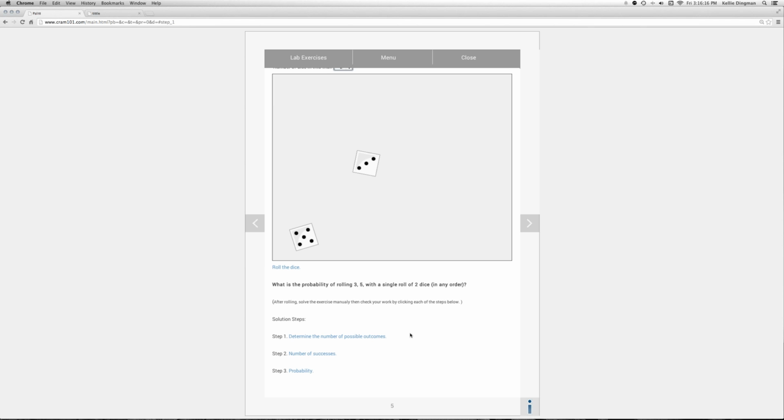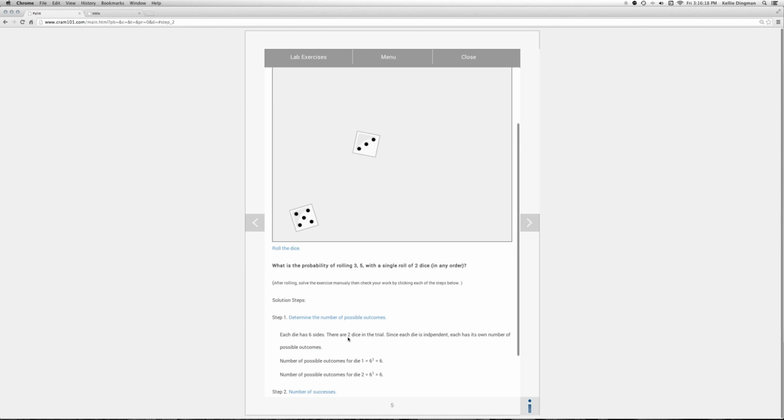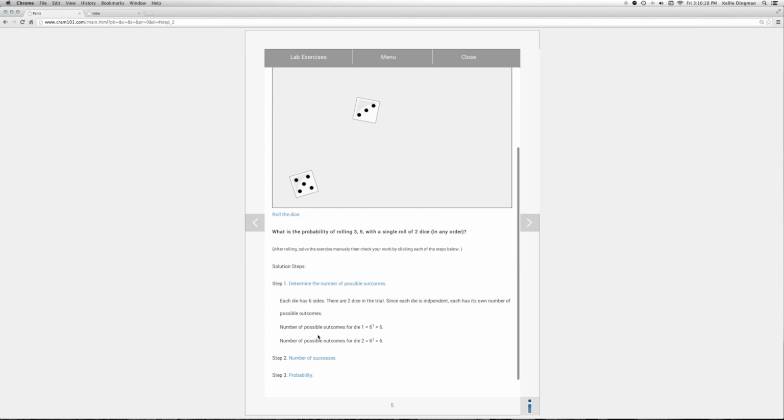Okay, so the first thing we want to do is determine the number of possible outcomes. Each die, as we know, has 6 sides, and there are 2 dice in the trial. Since each die is independent, each will have its own number of possible outcomes. For each die, there are 6 sides, and the 6 sides are all different. Therefore, there are 6 possible outcomes for die number 1, and 6 possible outcomes for die number 2.